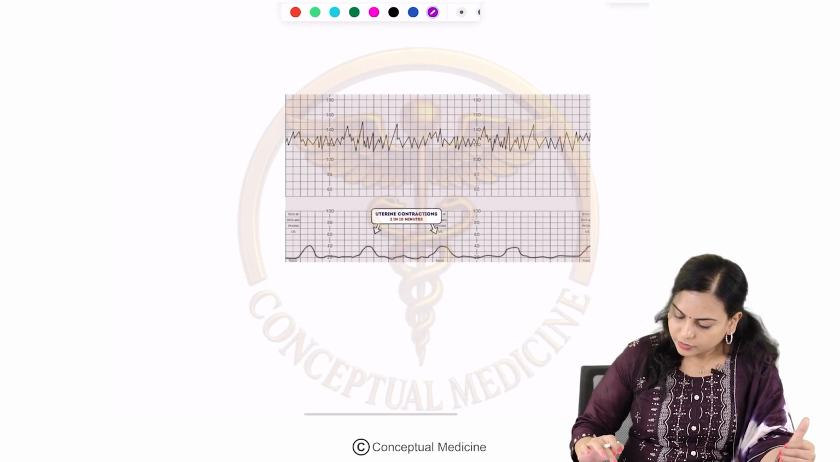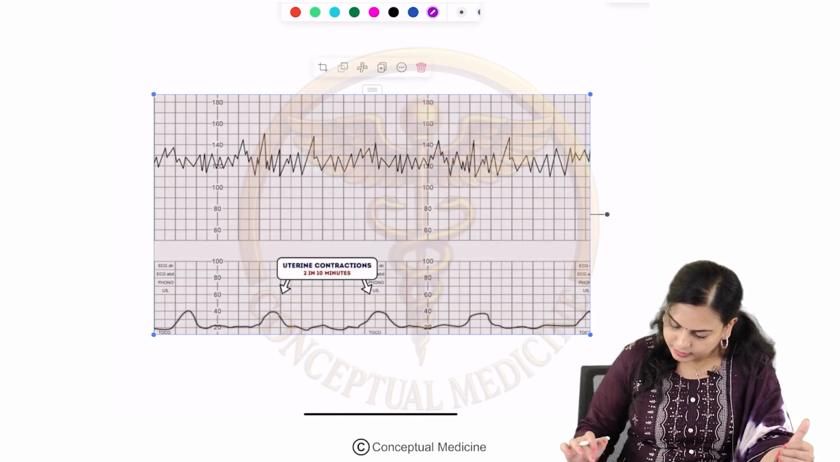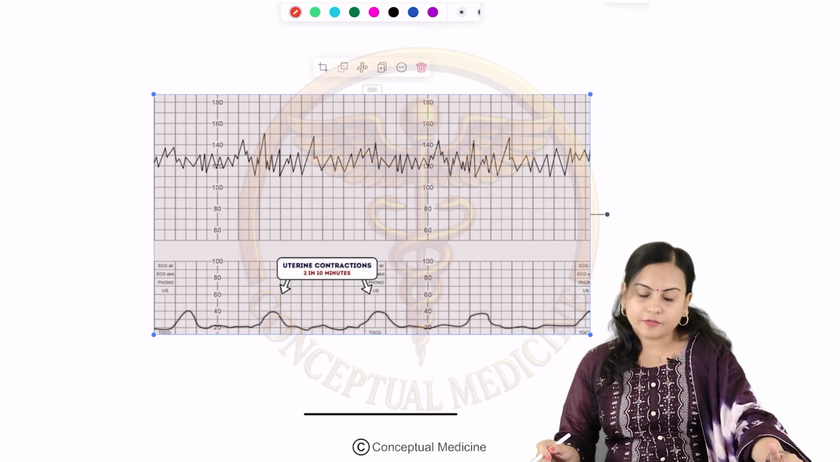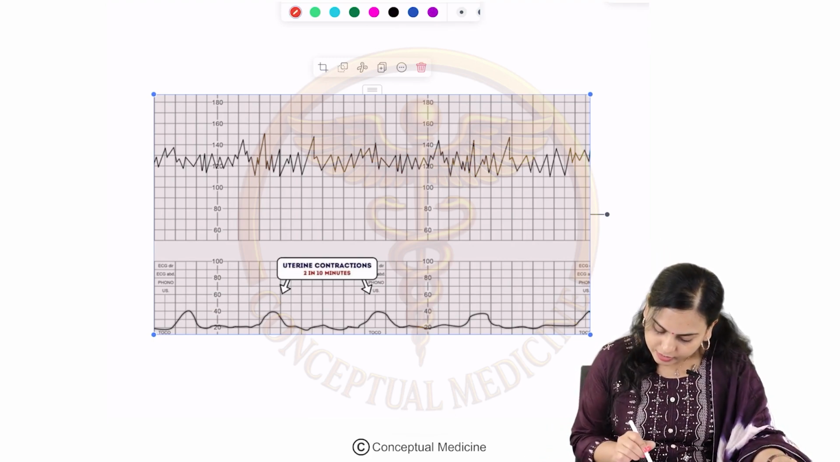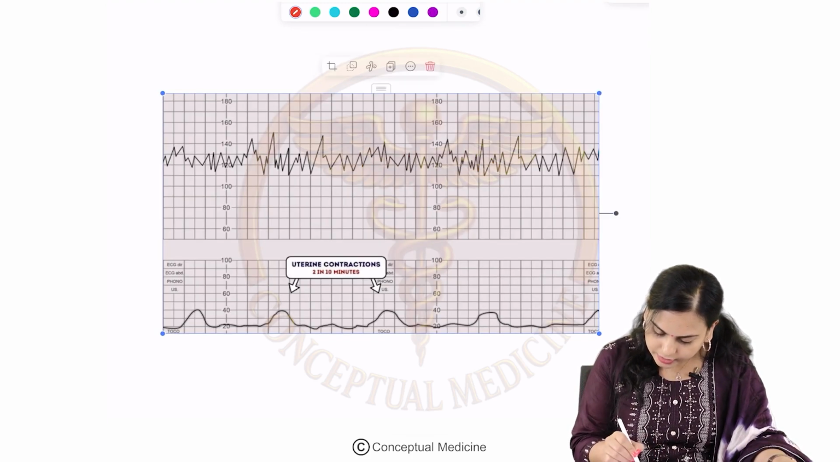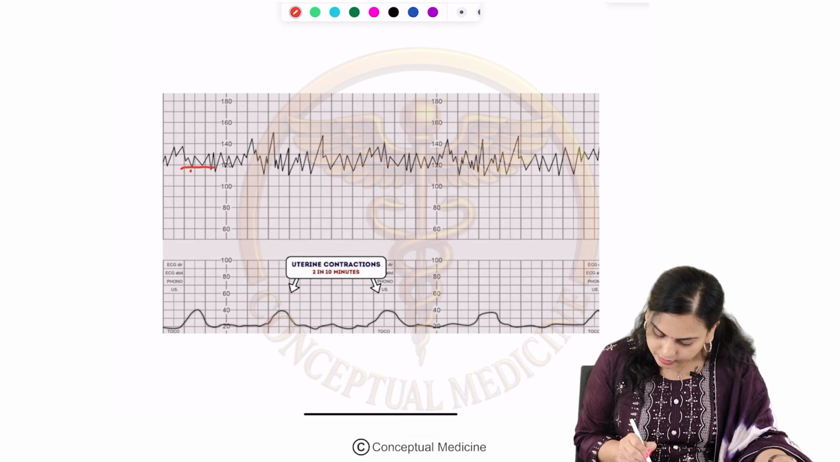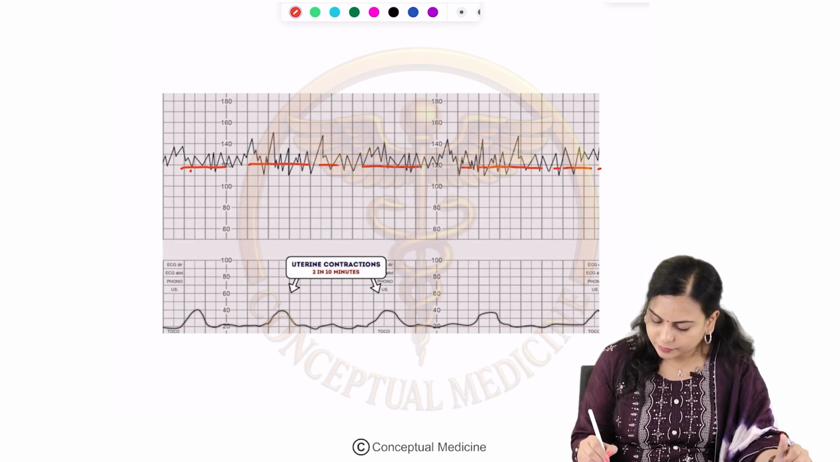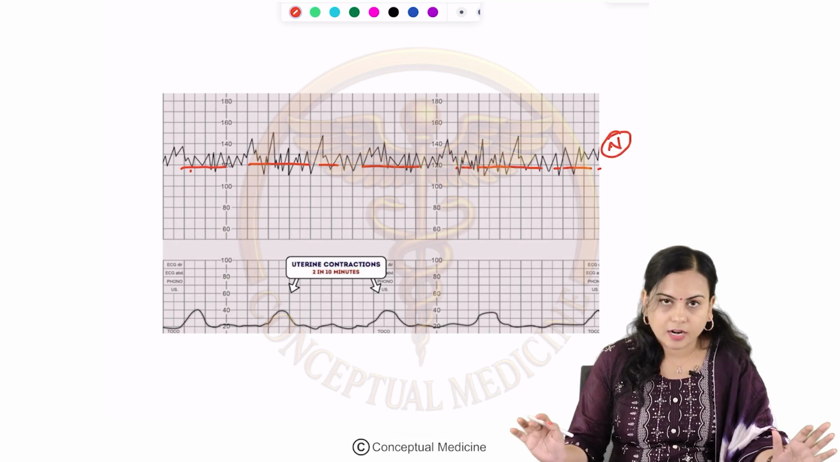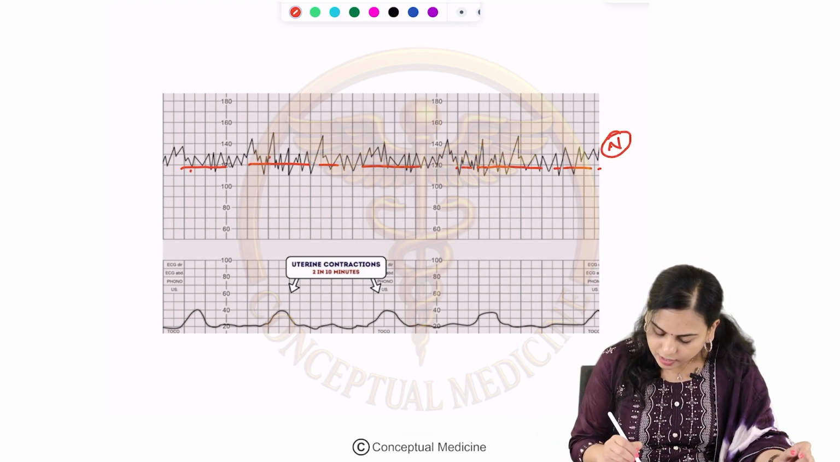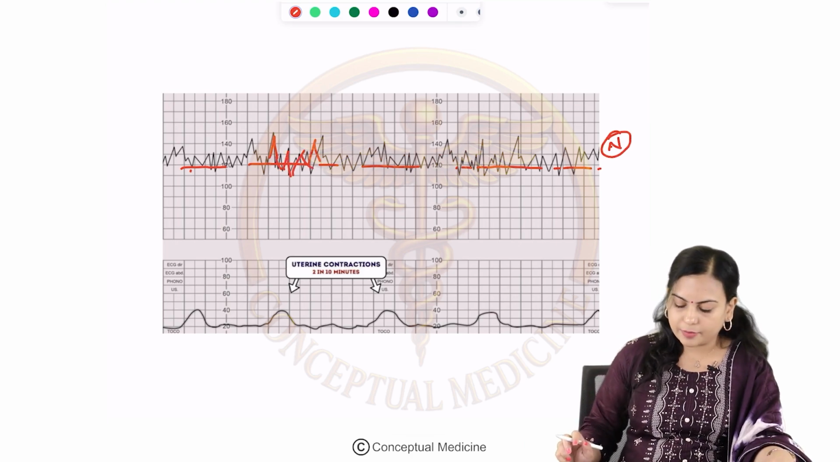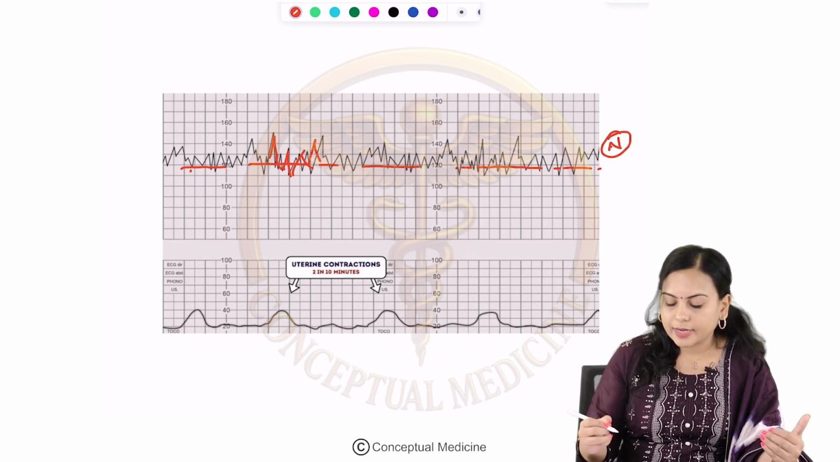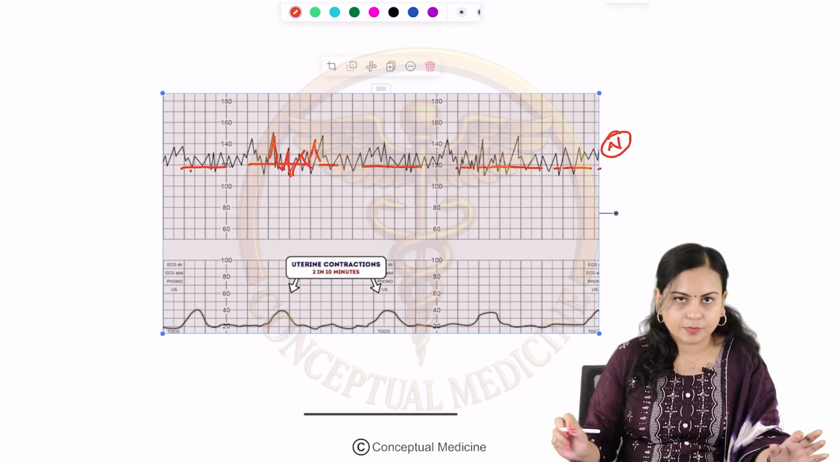So if you see this picture, you will be able to understand. I am going to show you the baseline fetal heart rate as well as the variability here. See, this is the baseline. Can you see, it is being maintained, right? This line you have to track, and it should lie between 110 to 160. So this is a normal fetal heartbeat range, and these oscillations, up and down, up and down, this is variability, and this variability should lie between 5 to 10 beats per minute.